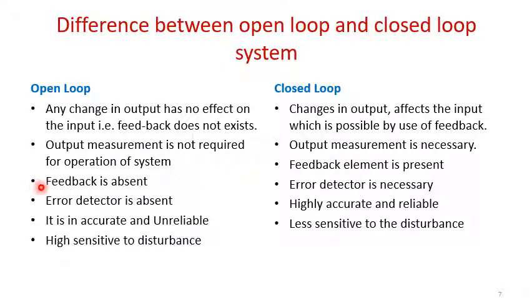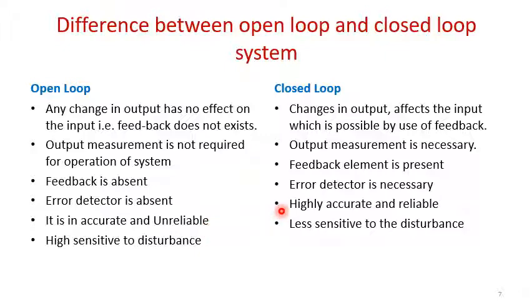Feedback is absent in an open loop type of system. Feedback is present in a closed loop type of system. Error is absent in an open loop system. An error detector is necessary in a closed loop system. So an open loop system is accurate but unreliable. Means whenever you have a particular target output, it is suited, but if there is a change in output, it cannot be relied on. So hence it is unreliable.